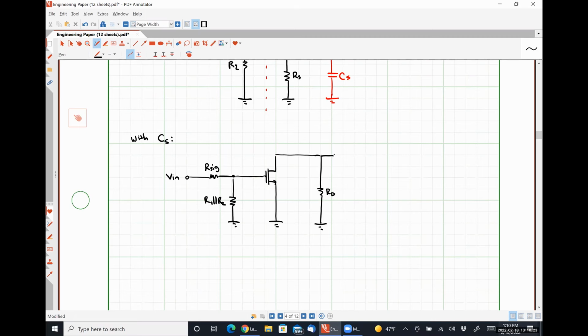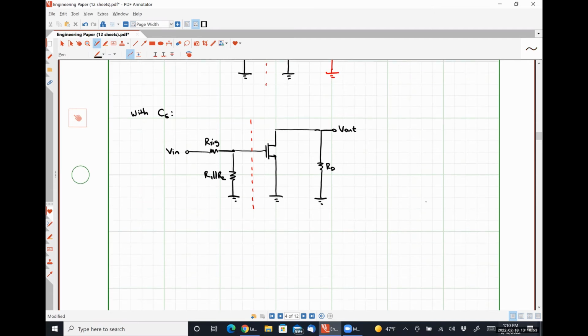Here's RD. Here's V out. And I'm going to draw that dashed line again, because that is going to aid us in our analysis for determining input resistance, less so output resistance and voltage gain. Okay. So determining the quantity RA.